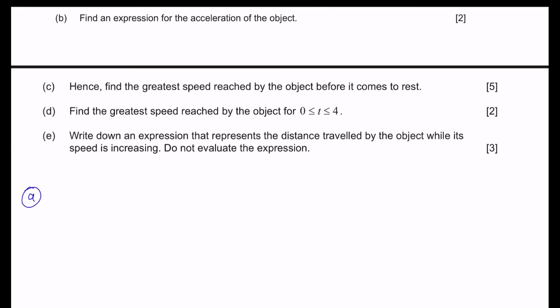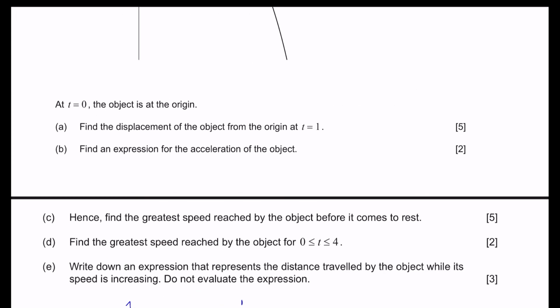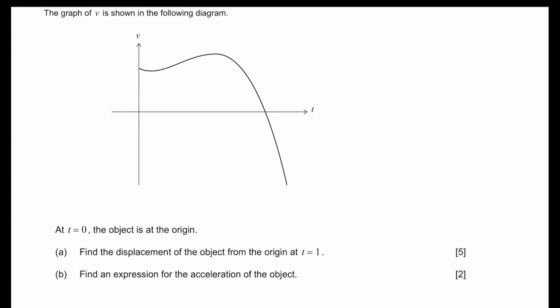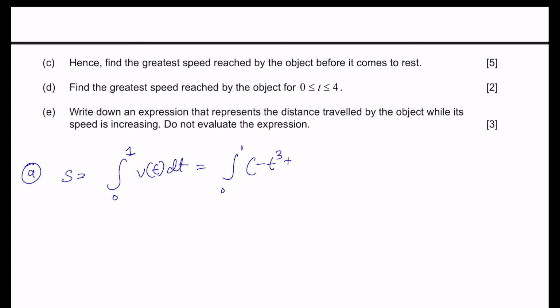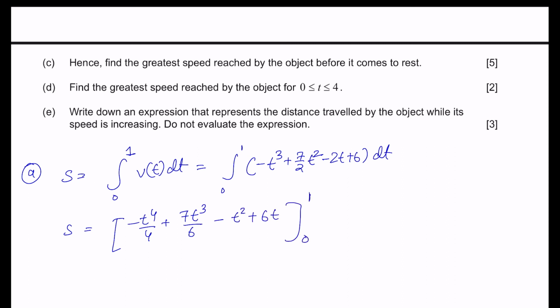Basically, we can find displacement if I integrate velocity with respect to time. This will be done from 0 to 1. So the equation of Vt was minus t cube plus 7 by 2 t square minus 2t plus 6, dt. Upon integrating, I get minus t to the power 4 by 4 plus 7t cubed by 6 minus 2t square by 2, which is t square, plus 6t. The lower limit is 0, upper limit is 1.